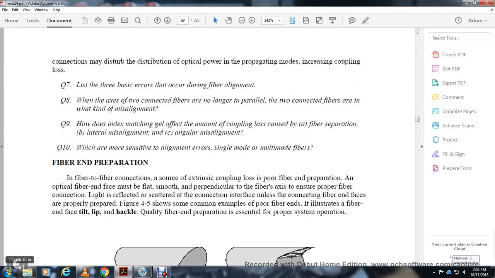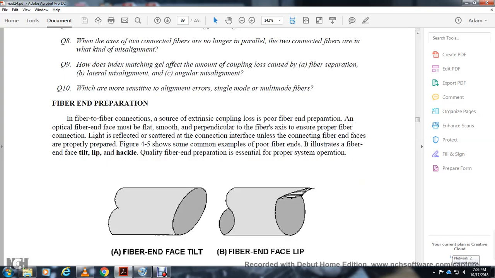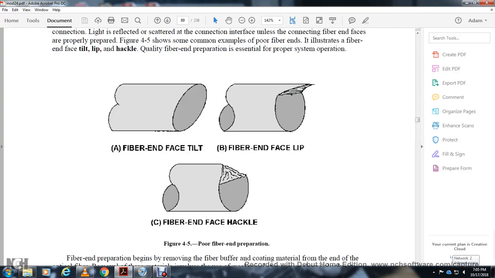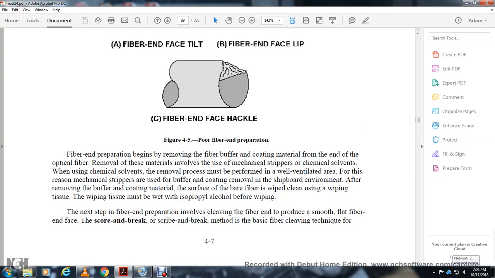Fiber end preparation. In fiber-to-fiber connection, poor fiber end preparation causes more coupling loss. The optical fiber end must be flat, smooth, and perpendicular to the fiber axis to ensure the fiber connection lets light through, with low reflection and scatter at the connection interface and long connection life. The fiber end faces must be properly prepared. Figure 4-5 shows common examples of poor fiber ends, illustrating fiber end face tilt, lip, and hackle. Quality fiber end preparation is essential for a proper system. Fiber end face tilt, fiber end face lip, fiber end face hackle.